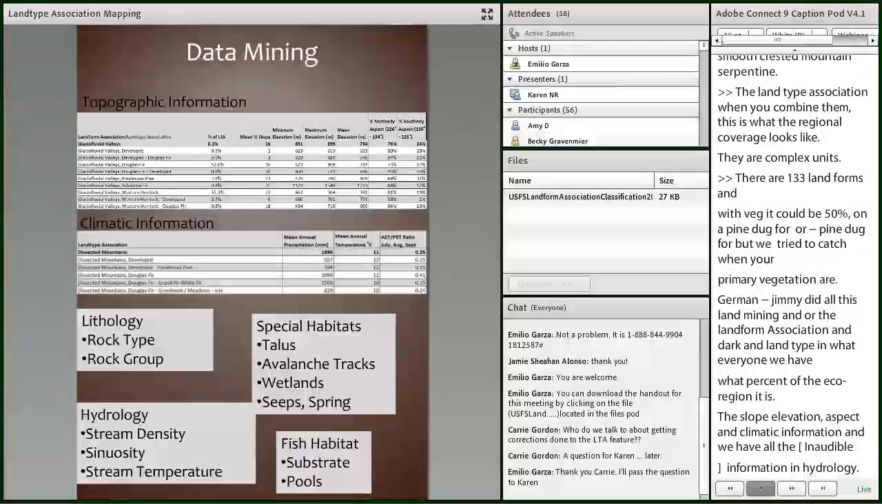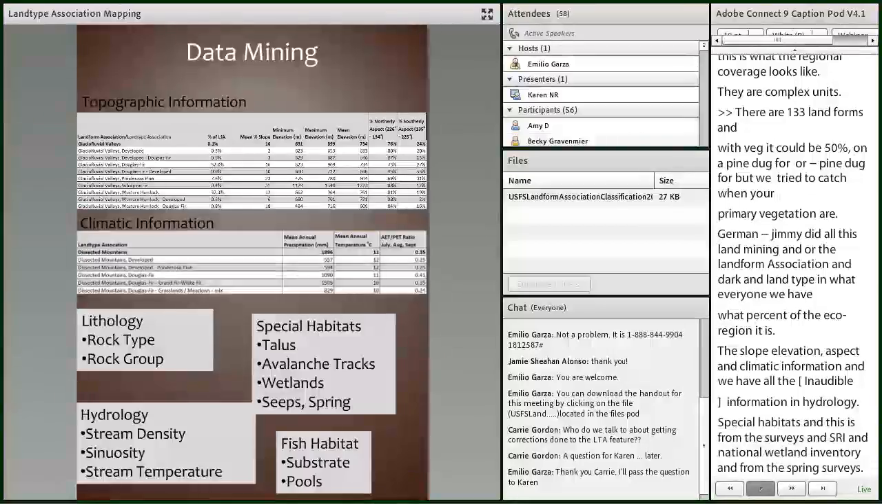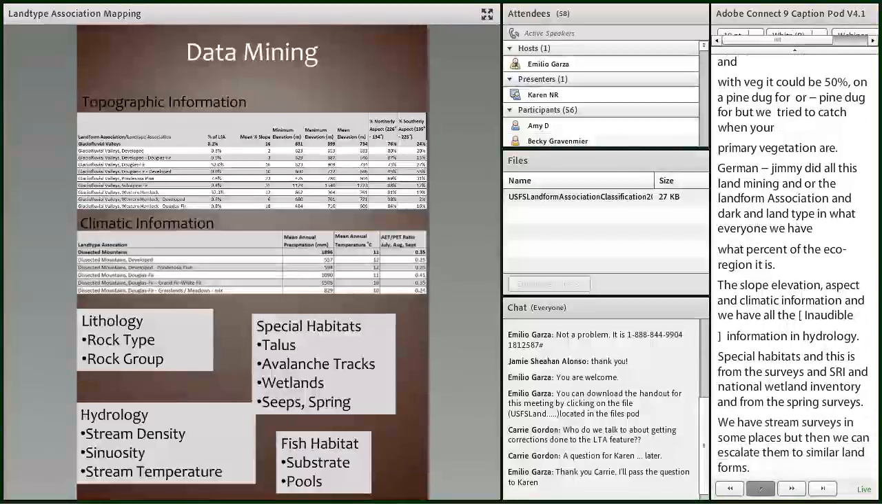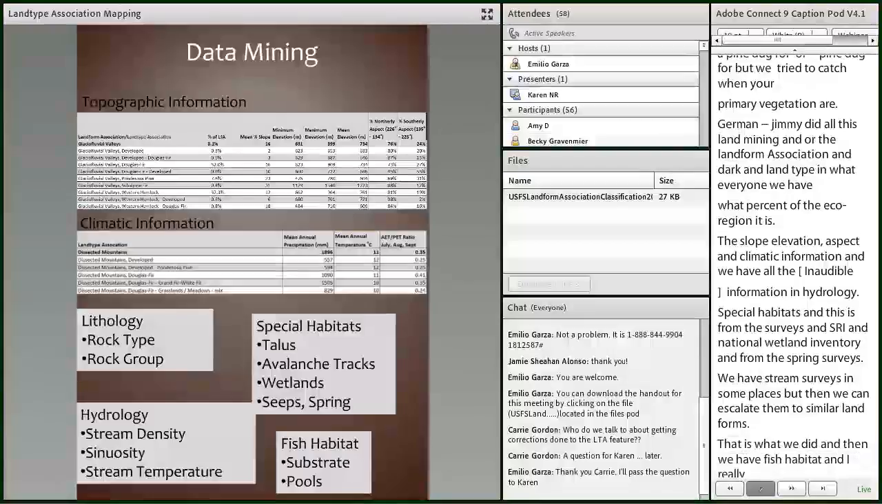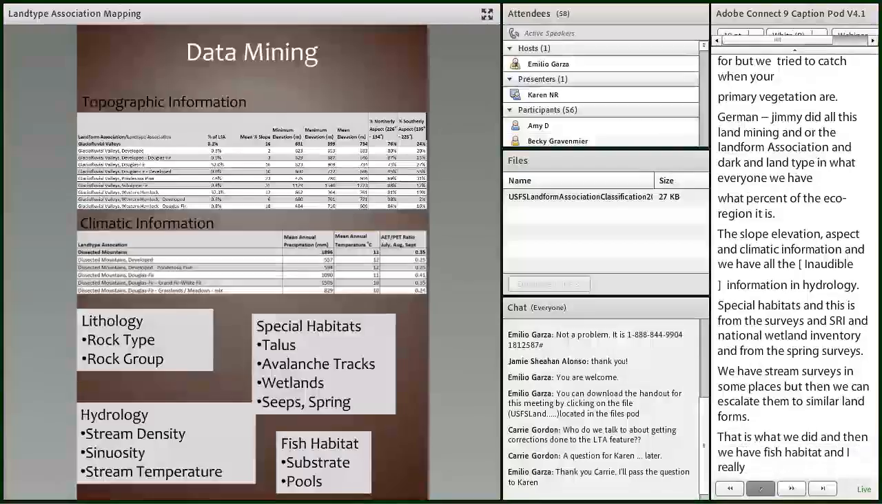So this is from soil surveys, our SRI, the National Wetland Inventory. This is from our stream surveys. We have stream surveys in some places, but then we can extrapolate them to similar landforms. And that's what we did. And then we had some fish habitat, some substrate information. I really wanted to look at where we were experiencing very fine sediments moving in these systems, and where we had boulders or bedrock as the dominant substrate, and whether we could separate that out by landform association or land type association.